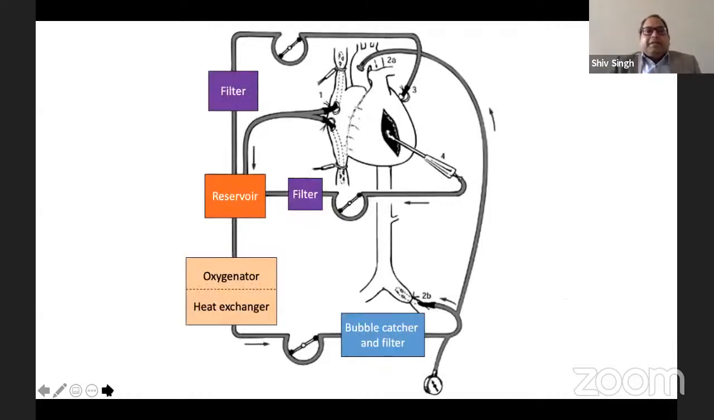We can actually see in this diagram the vena cava, the superior and inferior vena cava that is collected. You can see the ventricular drains. You can see the pumps, the filters, the oxygenator, and the blood being returned back to the ascending aorta.